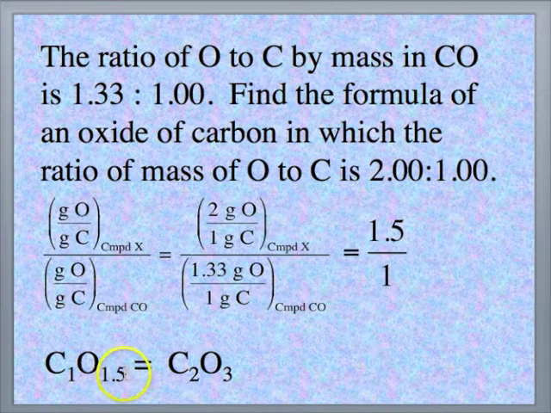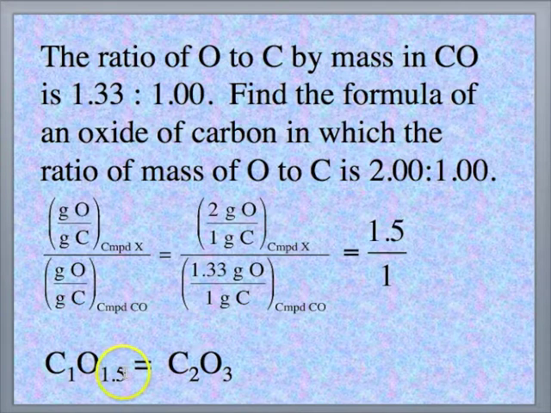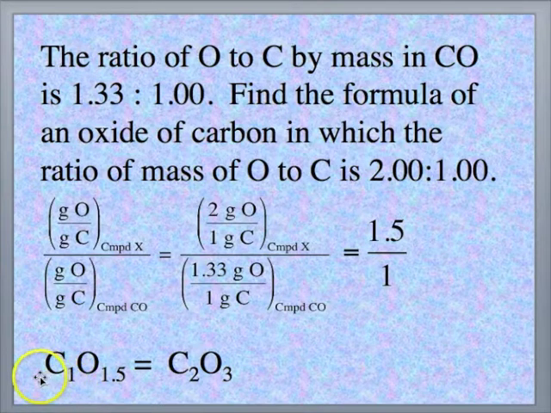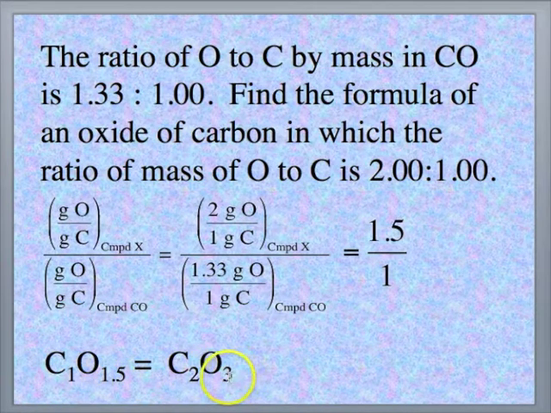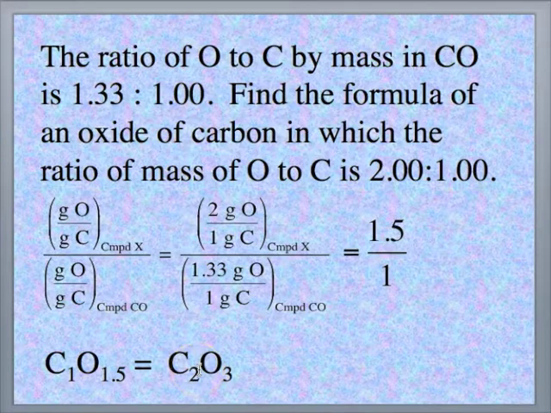But here's the thing. You're never going to have a half an atom of oxygen. You're going to either have one oxygen or two or three, etc. You're going to have a whole number of oxygen atoms because in compounds, atoms aren't split. Well, there's going to be a multiplier. If you multiply each one of these terms by 2, you will now have a 2 to 3 relationship. And that is the formula of the oxide of carbon, which has a ratio of mass of oxygen to carbon of 2 to 1.